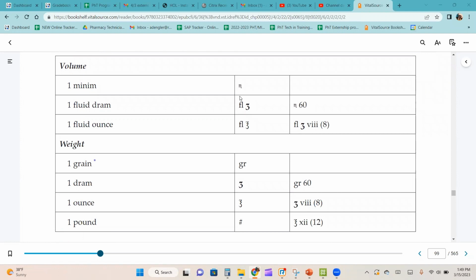So we have the fluid dram, the fluid ounce, so those have the FL in front of them. And if you recall, this is like a 3, but that actually stands for dram, and then the ounce is like that 3 symbol with a little Z on top.